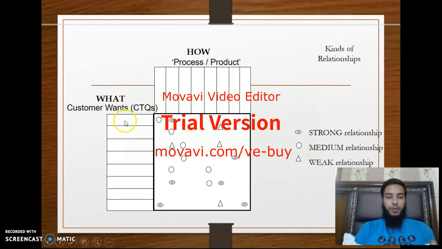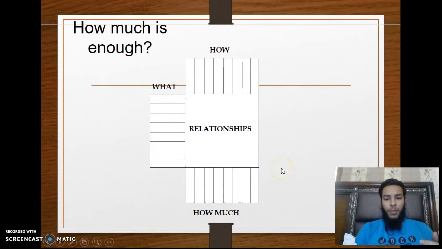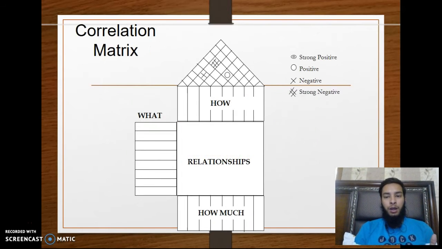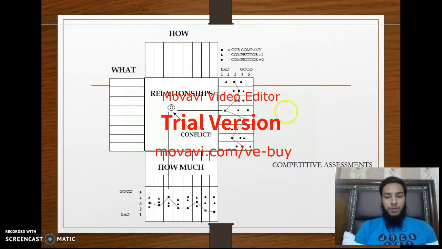If there is a particular what and how, and there is a strong relationship, this sign will be used. If there is a medium relationship, this sign will be used, and if there is a weak relationship, this sign will be used. And then at the bottom, how much is used, so you can do the statistical analysis of it. The correlation matrix is defined over here, where you have strong positive, positive, negative, and then strong negative. So this is basically the competitive assessments.